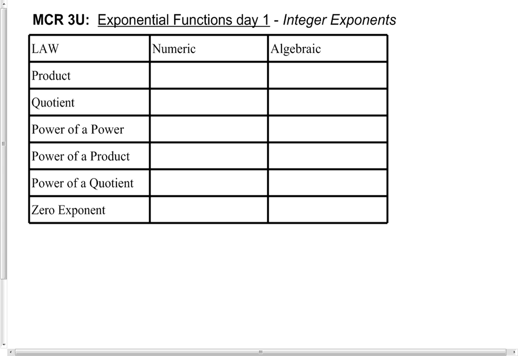Good evening, grade 11s. We're going to be looking at our new unit, exponential functions. So we're going to start with a review on powers, which you should be very comfortable with.